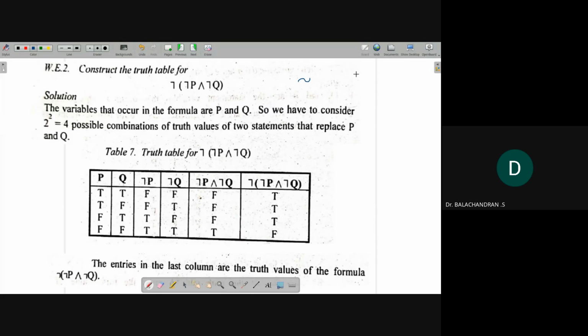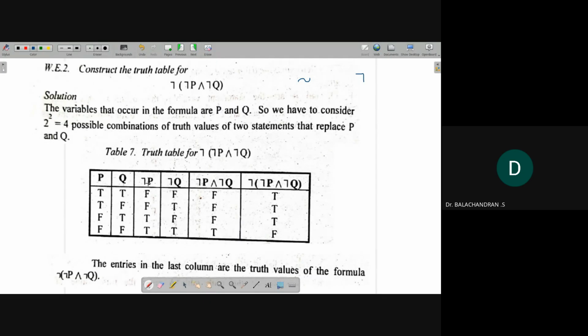So or they'll use like this. Okay. So here we have the variables P and Q. So we have to consider 2 square, that is 4 possible combinations of truth values for the two statements P and Q. So first for P, you should write T T F F. And for Q, T F T F. So negation P means if it is T, then false.